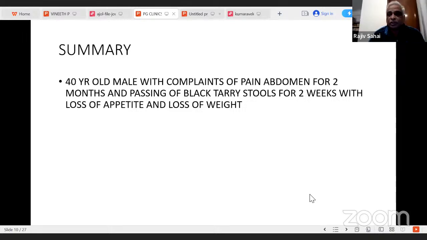Okay, Dr. Vineet, you can't just say the patient has some trouble in the gastrointestinal tract. What do you mean by gastrointestinal tract? Can you broaden it? What could be a differential here? Sir, it might be a chronic gastric ulcer or a gastric malignancy, sir.